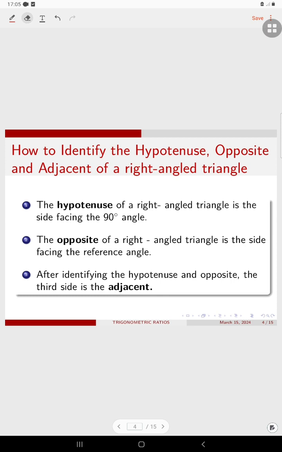So hypotenuse is the side facing the 90-degree angle. Opposite is the side facing the reference angle. Then, of course, if you know two sides, then definitely the third side becomes the adjacent. I don't normally worry students to look for the adjacent. When you know the opposite and the hypotenuse, the third one becomes the adjacent.